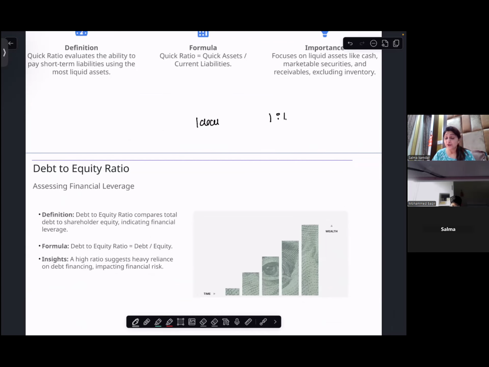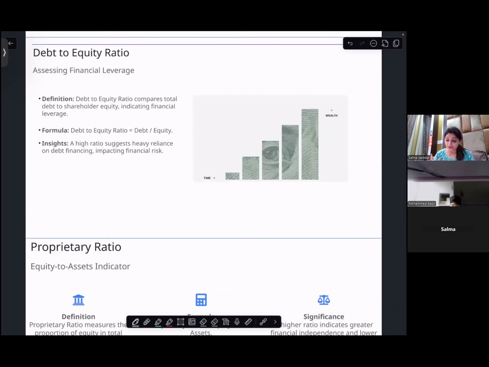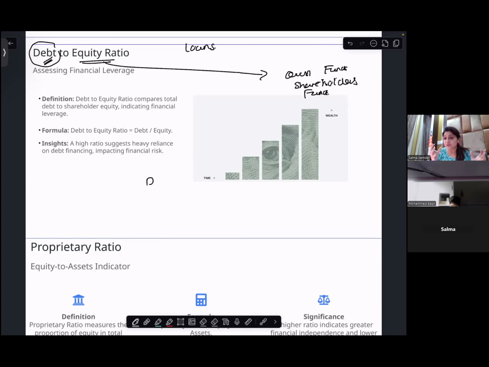Your next ratio is debt to equity ratio. Debt means your loans, loans means your liabilities. And when I'm talking about equity, equity means your own funds, that means your shareholders' funds. So when I'm talking about debt to equity, the word that comes first would be in your numerator, and the word that comes last would be in your denominator. So you will have debt divided by equity.